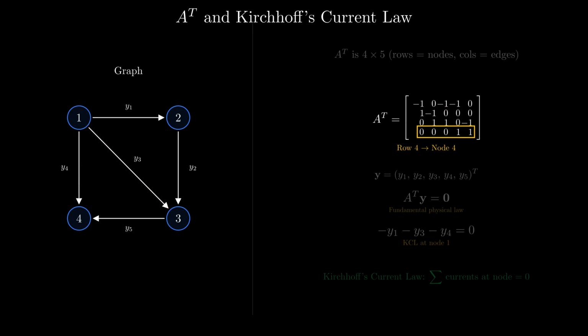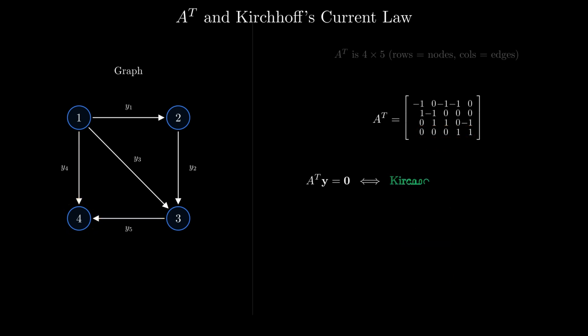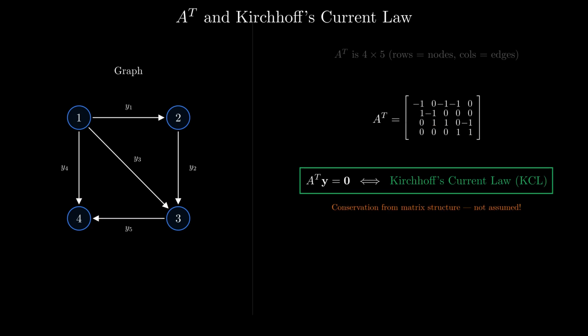Now check row 4 of A transpose. It reads 0, 0, 0, 1, 1. This gives y4 plus y5 equals 0. Edges 4 and 5 both connect to node 4, and their currents must balance exactly as KCL demands. Conservation holds at every node, and it wasn't assumed. It follows directly from the matrix structure.